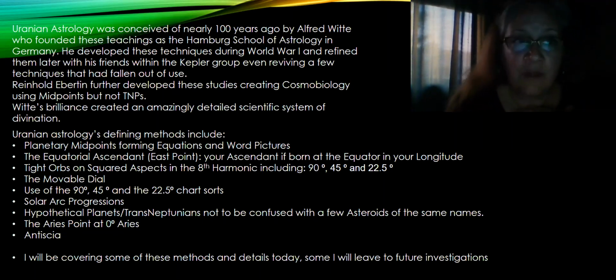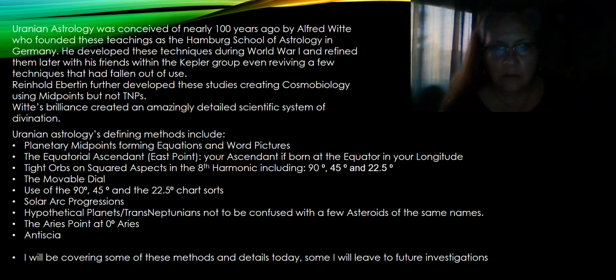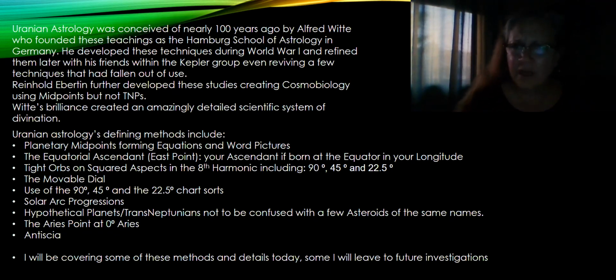When we're working with Uranian astrology, we use solar arc progressions rather than secondary progressions. The why of it, I don't know. A lot of people find a lot by using the solar arcs. I always have. I use both. I use everything.